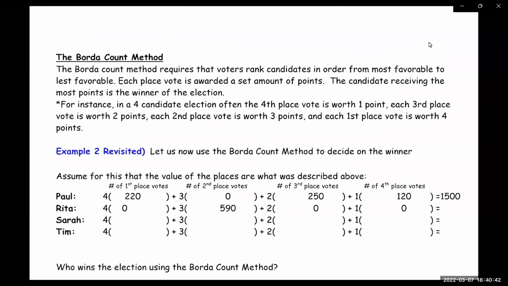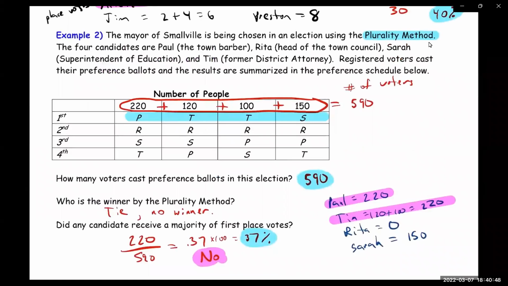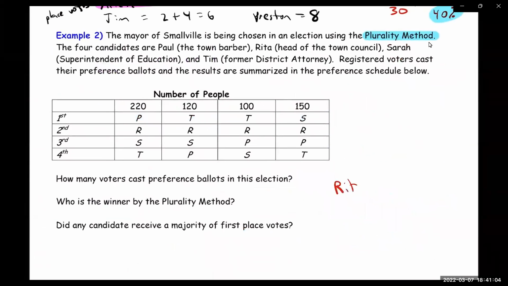So let's see. I think they're going to want us to do that. Well, let's actually do it now. Let's do elimination since there was no winner here. So let's go back and do elimination this time. Who had the least number of first place votes? It was Rita, right? She didn't have any. So that means Rita is eliminated.